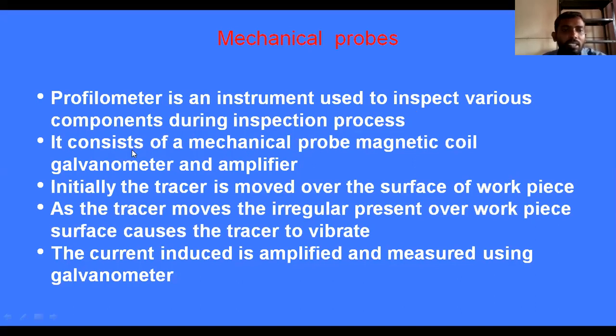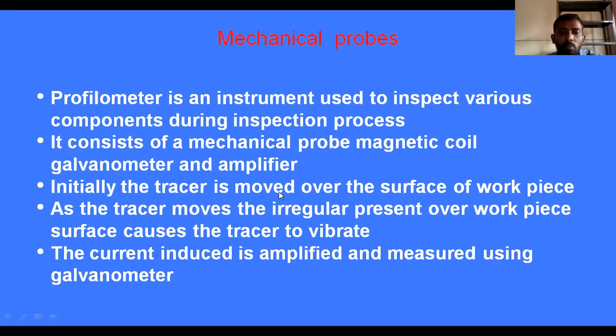Next, it consists of a mechanical probe, magnetic coils, galvanometer, and amplifier. So this profilometer consists of a mechanical probe, magnetic coils, a galvanometer, and an amplifier. By using these parts we can test the part. Without these parts, you cannot check the quality of the product. So these parts are very important for the profilometer.